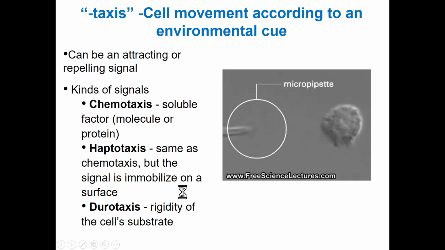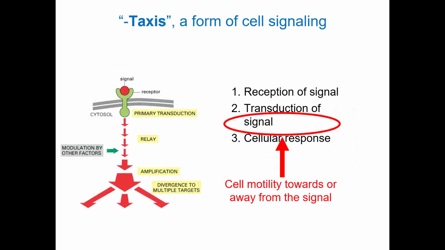And there are many other types of taxis depending on the environmental cue. Here a molecule is the environmental cue, or a surface can be an environmental cue. So taxis is a form of cell signaling. It requires a signal. Here you can see the signal.